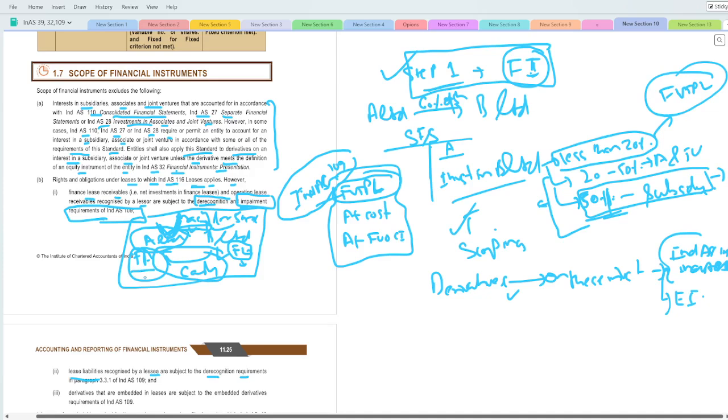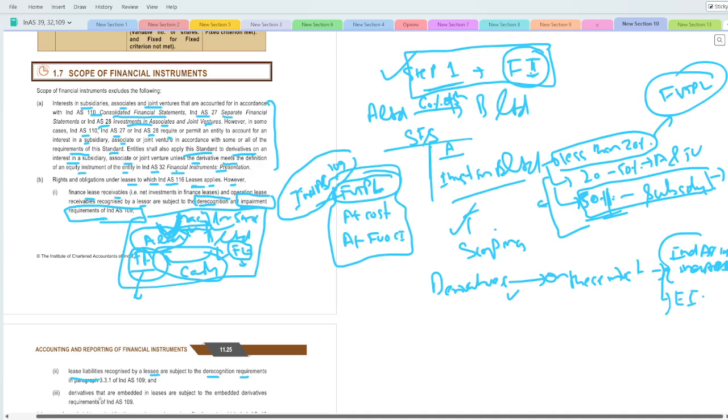But for the de-recognition, whenever you are de-recognizing this asset from your balance sheet, you need to follow the rules of Ind AS 109. And similarly, for the impairment of this financial asset, you need to follow Ind AS 109. Correct? Similarly, for the lease liability also, for the de-recognition, you need to follow 109. Otherwise, this lease liability comes under Ind AS 116. Here there is no point of impairment, so that's why it hasn't talked about impairment here.